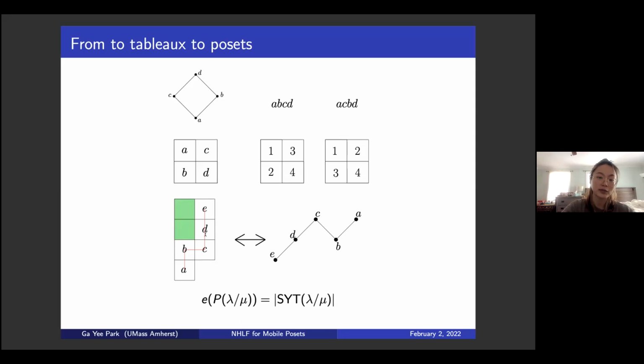So given any tableau like this, we can rotate it and view it as a poset, where the convention may be different for some people. For me, for this example at least, this corner A and C are the maximum elements and E and B are the minimum elements, but it can also be flipped.